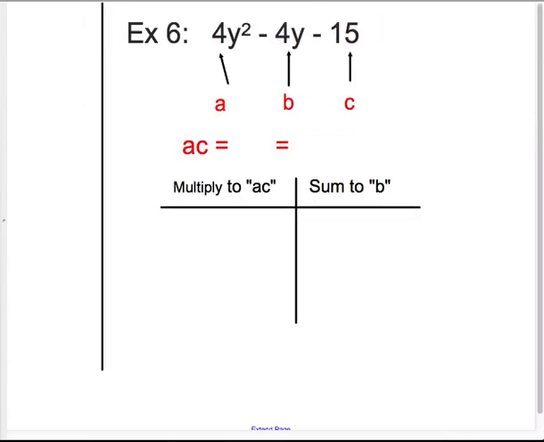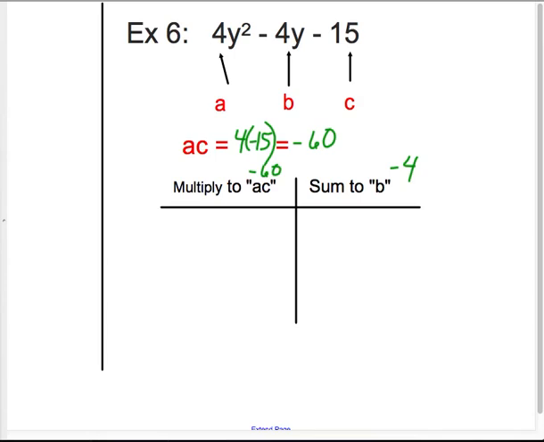All right, we'll just go through a couple more of those. So in this case, our A term, our first coefficient, is 4, and our C term is negative 15. So 4 times negative 15 gives us negative 60. So we set up our t-chart. We want to multiply to negative 60 and add to negative 4, our B term.